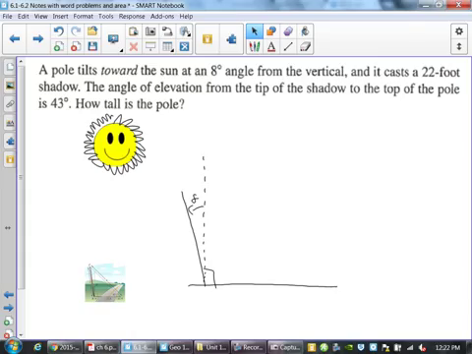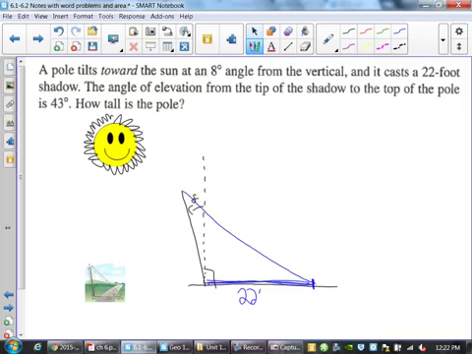It then says that this is casting a shadow that's 22 feet long. And it has an angle from the tip of the shadow to the top of the pole of 43 degrees. Okay. So now what we need to do is just figure out how tall the pole is going to be.